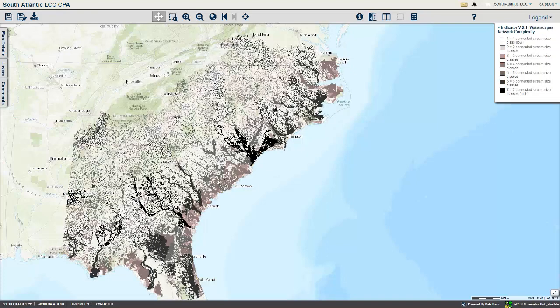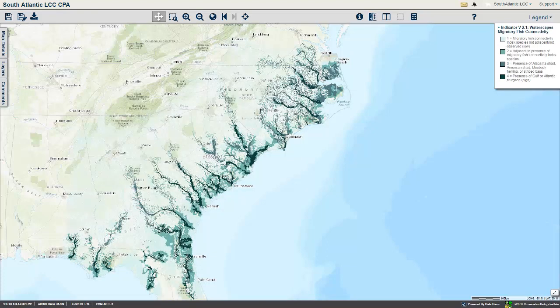Next, we'll look at the waterscapes indicators, which are intended to capture the connections across aquatic systems. We're still imagining all these cross-ecosystem indicators clipped down to the upland hardwood boundary. Network complexity depicts the number of different stream size classes in a river network not separated by large dams. Migratory fish connectivity is an index capturing how far upstream migratory fish have been observed. That is all the indicators used in the upland hardwood ecosystem.